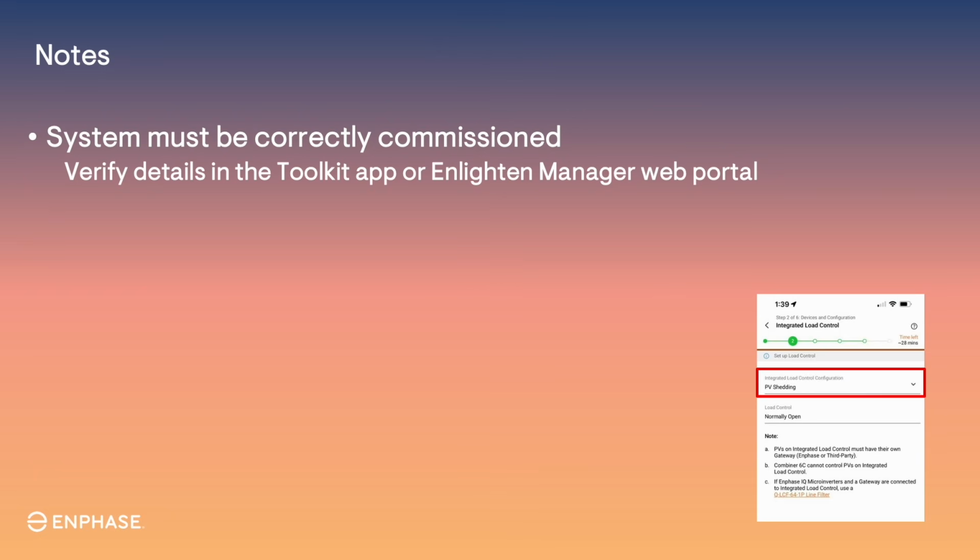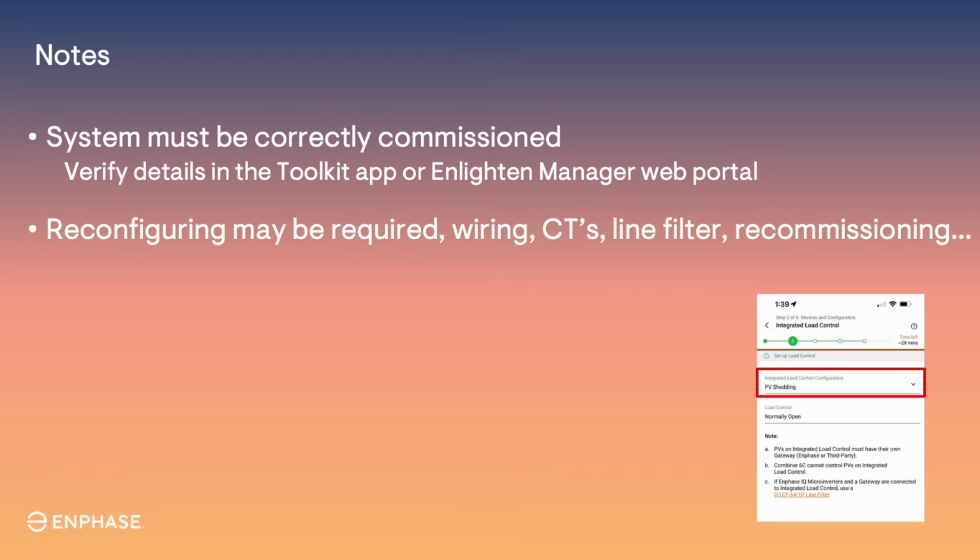Some additional notes with system expansions on an IQ Combiner 6C. Be sure that the system is correctly commissioned with required details and has the PV input feature enabled, rather than load control modes. Items may need to be reconfigured from the previously installed system. This can include reconnecting CTs on a whole home scenario, wiring to and from the solar system output, in some cases through a line filter if needed.